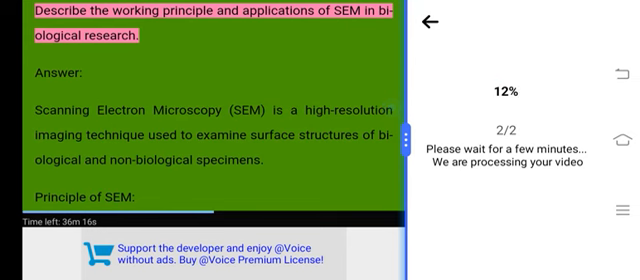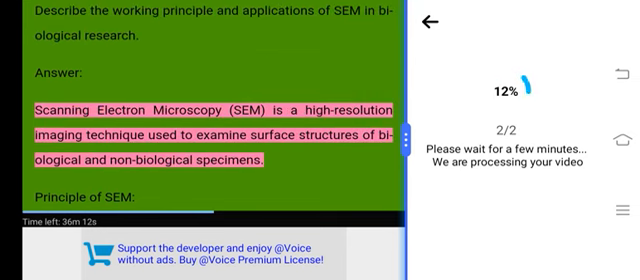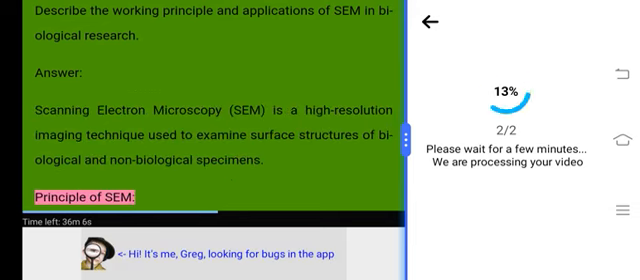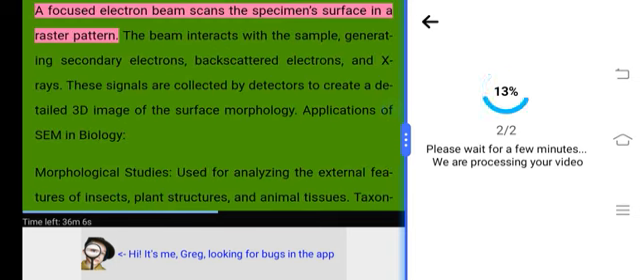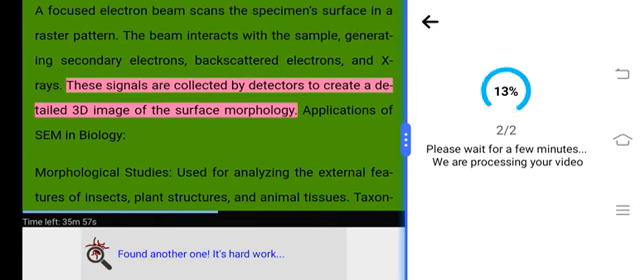Describe the working principle and applications of SEM in biological research. Answer. Scanning electron microscopy, SEM, is a high-resolution imaging technique used to examine surface structures of biological and non-biological specimens. Principle of SEM. A focused electron beam scans the specimen's surface in a raster pattern. The beam interacts with the sample, generating secondary electrons, backscattered electrons, and X-rays. These signals are collected by detectors to create a detailed 3D image of the surface morphology.